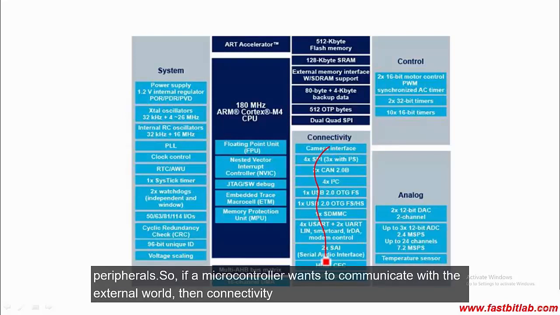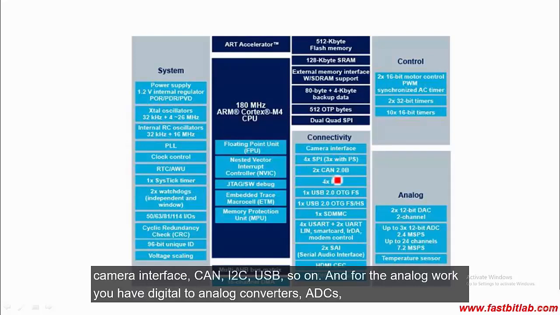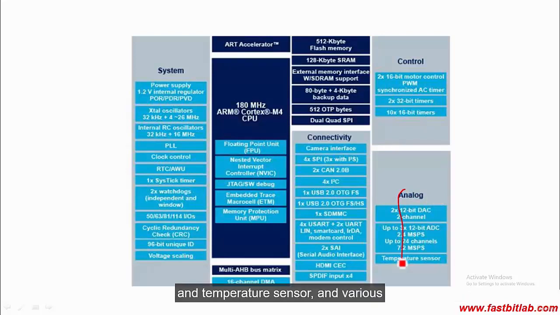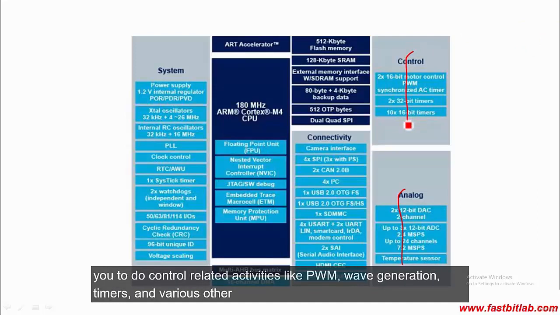If a microcontroller wants to communicate with the external world, then connectivity related peripherals will be used, such as SPI, that is serial peripheral interface, camera interface, CAN, I2C, USB, and so on. And for the analog work, you have digital to analog converters, ADCs, and a temperature sensor, and various other things. And these are control related peripherals. They don't communicate with the external world, but they help you to do control related activities like PWM, wave generation, timers, and various other things.